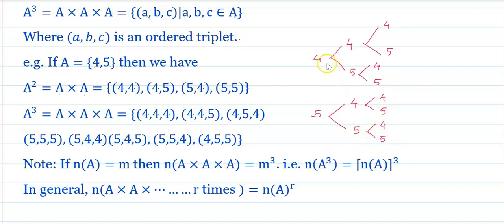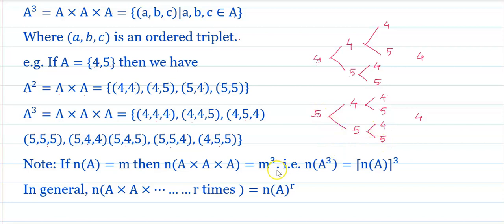If you want to find out the elements, what about the first ordered triple for this triple product? (4,4,4), (4,4,5). This is the first one. Now here (4,5,4), (4,5,5) in this way. From here you will get total 4 and from here 4, and total is 8. See this here: 1, 2, 3, 4, 5, 6, 7 and 8. What about here again? (5,4,4), (5,4,5), (5,5,4), (5,5,5).